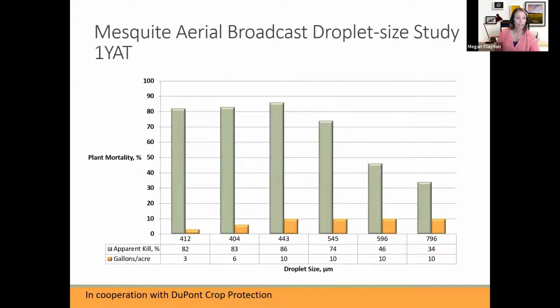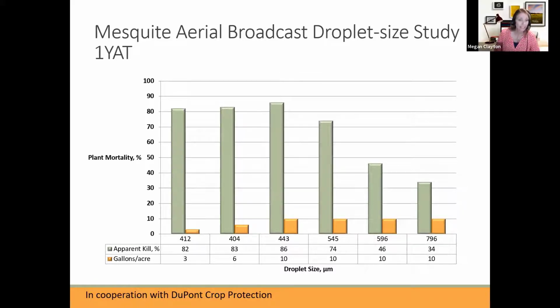So this is data from a study in conjunction with DuPont on mesquite aerial broadcasting 1 year after treatment. You can see down at the bottom, we have apparent kill. Above that, you see the numbers 412, 404, 443, 545, 596, and then 796. Those are the droplet size in microns. And on the bottom is the gallons per acre. So we tried 3, 6, and then 10 for the rest of them.